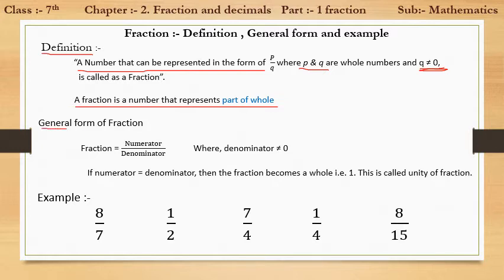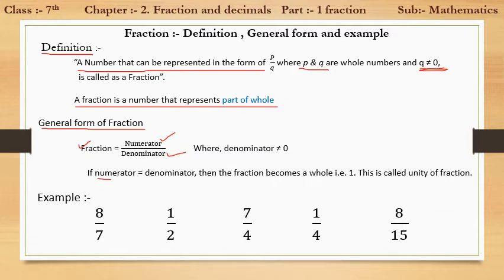What is the general form of fractions? In a fraction, we can write the general form as a numerator and a denominator. The upper side of the line is the numerator and the lower side of the line is the denominator. And the denominator is not equal to 0. If the denominator is 0, then this division is not valid, because by using 0 we cannot divide any number. That's why the denominator cannot be 0.